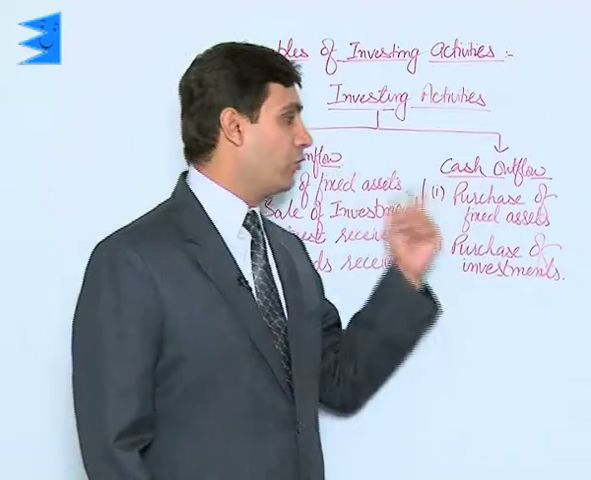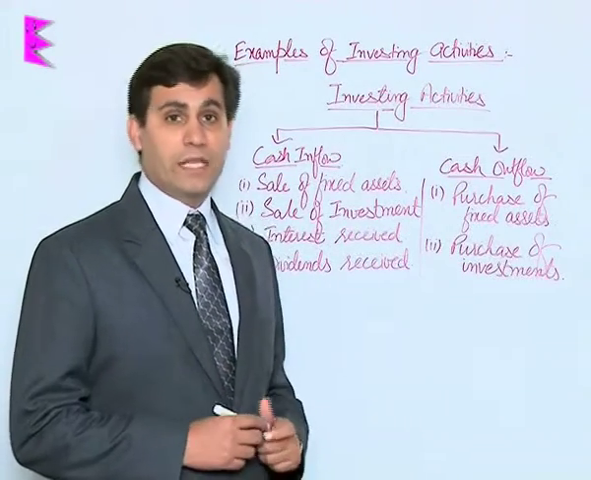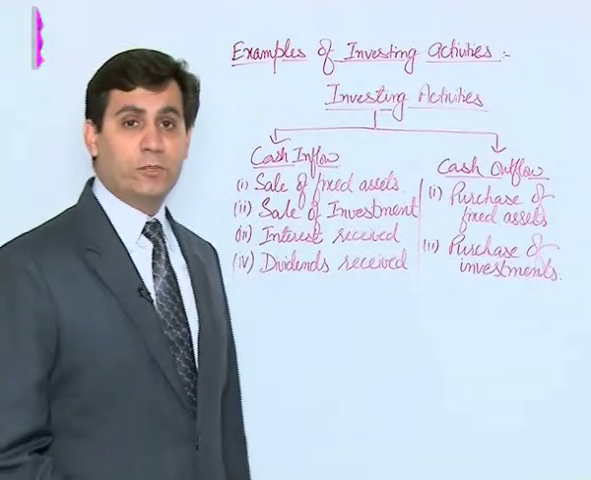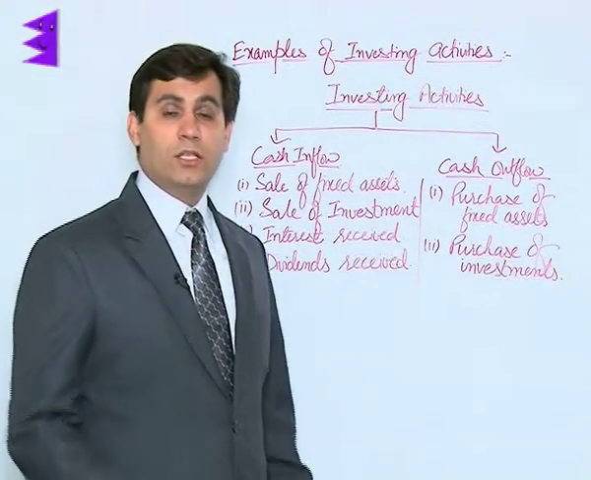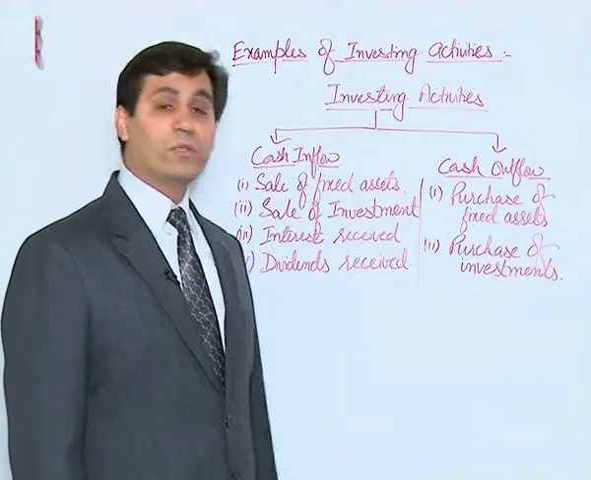Coming to cash outflow, that is those activities which result in outflow of cash. It can be of two types: purchase of fixed assets. Let's say you purchase building, you purchase land, so you will pay cash for that. It would be a cash outflow.